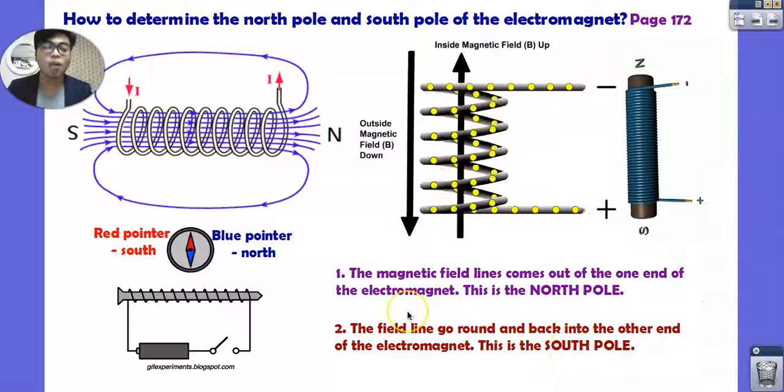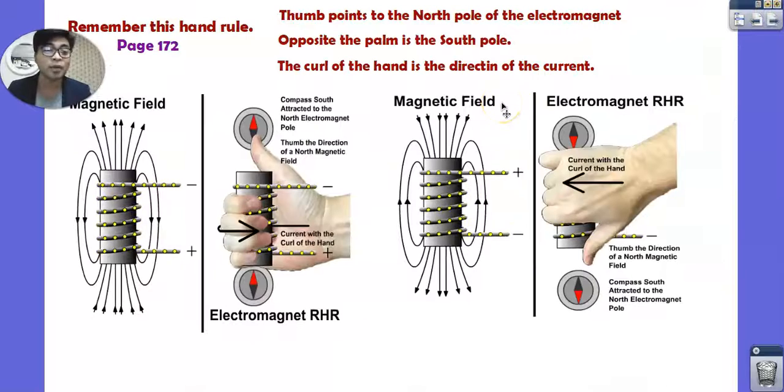So again, I want you to take a closer look at where the South Pole and the North Pole of our electromagnet are. And again, the flow of the electric current will determine where the North Pole and the South Pole are. And later on, we're going to connect the essence of knowing where the South Pole and the North Pole of the electromagnet are, and where we are going to use that.